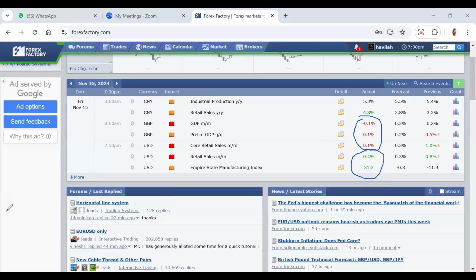Now there is a third color for this, and that is when actual is equal to forecast. I've circled the first one up there. Sometimes it may not be exactly the same figure, but very close. Here you can see previous is 5.4%, forecast is 5.5%, actual is 5.3%, and they are all labeled black. That means there is no significant difference.